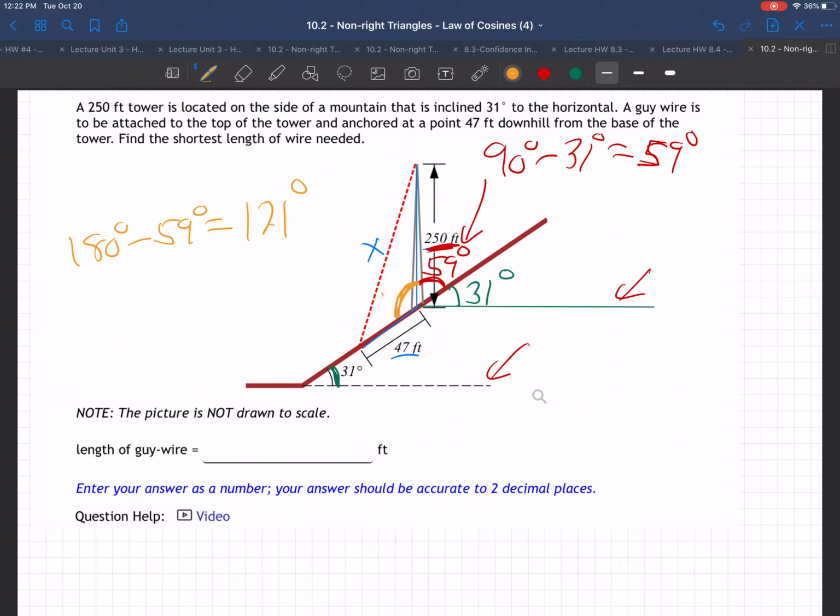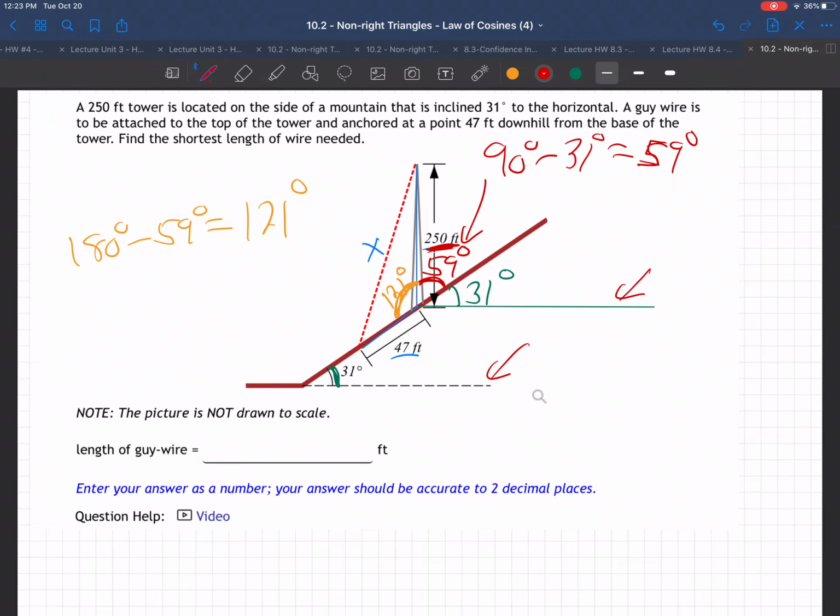So this is 121 degrees. So, okay, great. So I got that. Well, now I can find x. How so? Well, it's because we have two sides. We have this side and the angle in between. That means we can use law of cosines. We can't use law of sines, right? Because we don't have any side and opposite angle. Do you see that?